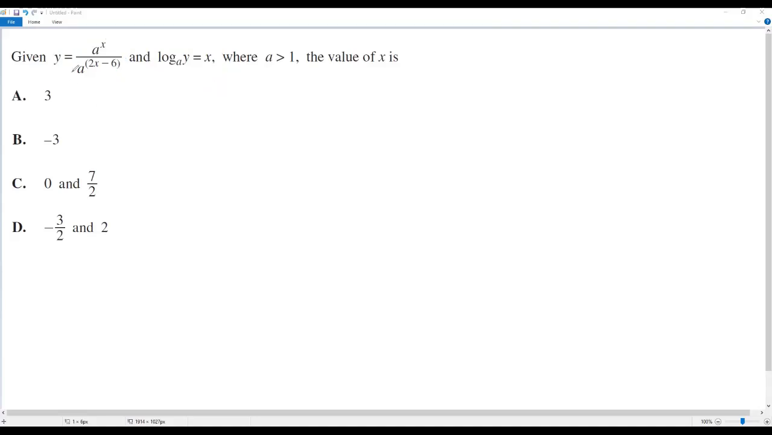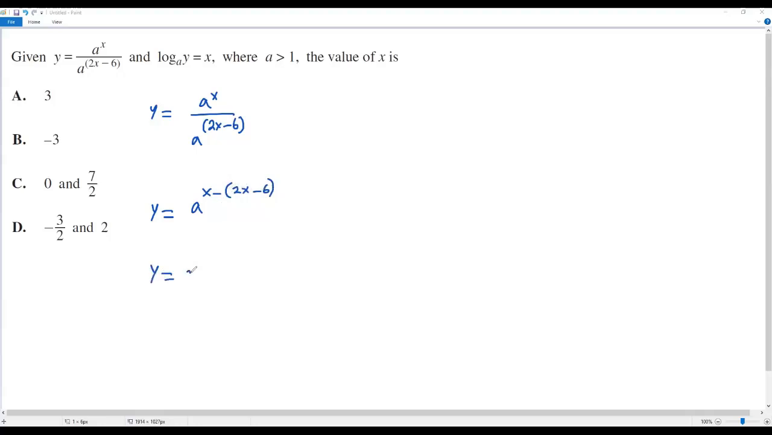If you consider the first equation, it has been solved for y in terms of x. But the second equation is not solved for y. Let me take the first equation and simplify the right side. The first equation is y equals a^x over a^(2x − 6). Here, two terms are divided with the same base a. Whenever we divide two terms with the same base, we write the base once and subtract the exponents, that is x − (2x − 6). This is the quotient rule of exponents.